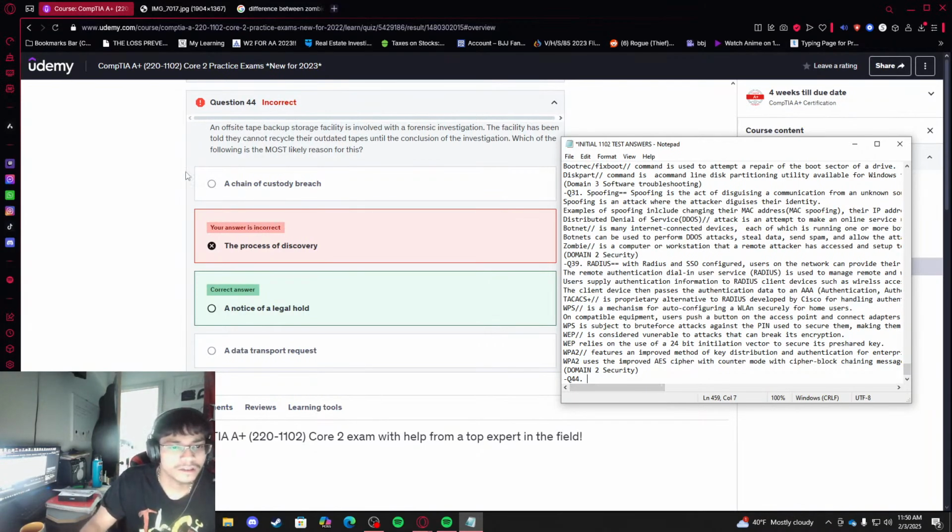All right. An offsite tape backup storage facility is involved with a forensic investigation. The facility has been told they cannot recycle their outdated tapes until the conclusion of the investigation, which is most likely the reason for this. Notice of legal hold.